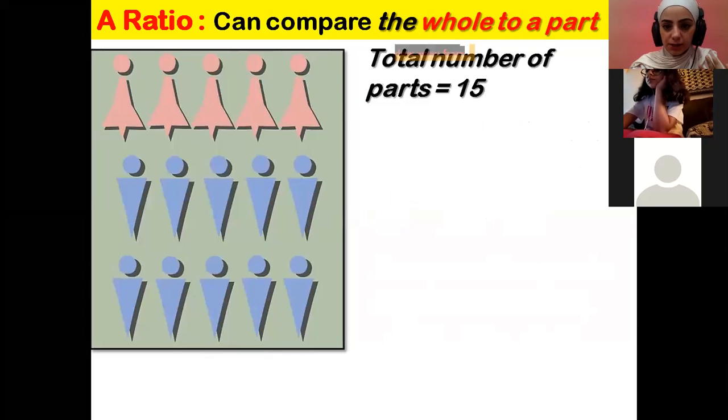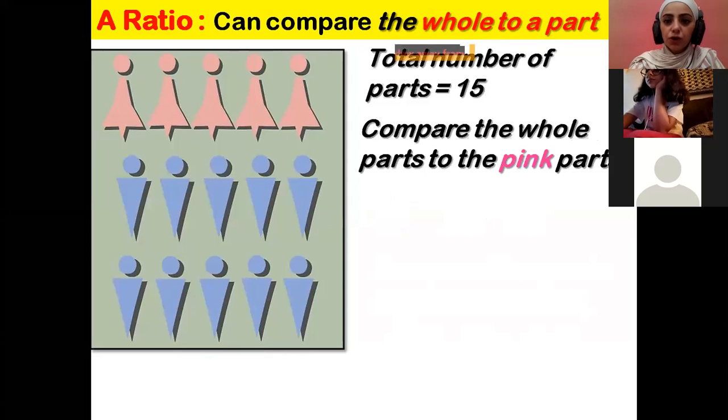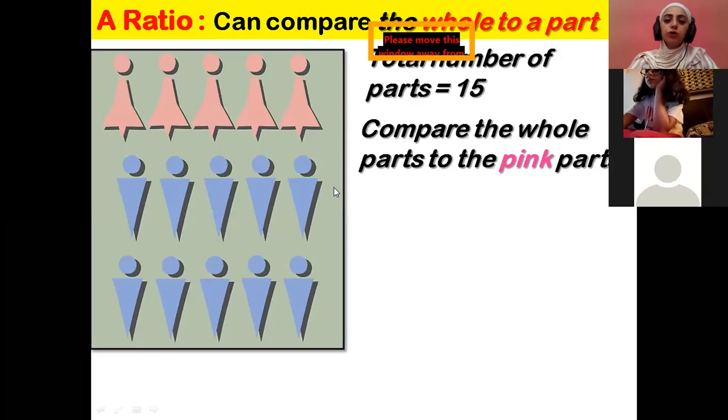We are still talking about the same shape. The total number is still the same, 15. We need to compare the whole parts to pink. Does it matter when we say pink to whole or whole to pink, Lean? No. It doesn't matter? Yes. How do we compare the whole parts to the pink? 15 to 5. Excellent. If it was pink to whole, as we mentioned in the previous one, 5 to 15.